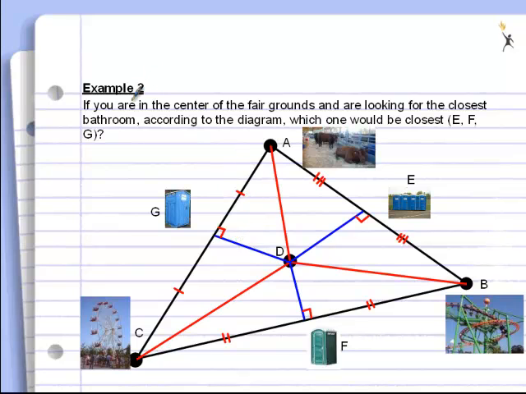In example 2, you are in the center of the fairgrounds. Okay, let's just say, for the sake of argument, these are the gates, and you drove through the gates. You're looking for the closest bathroom.